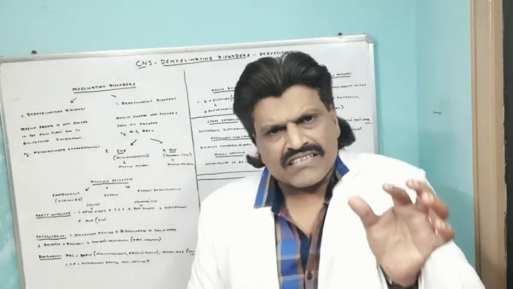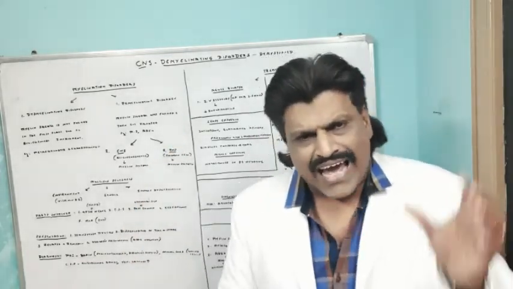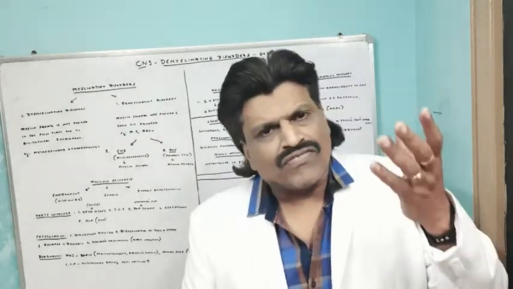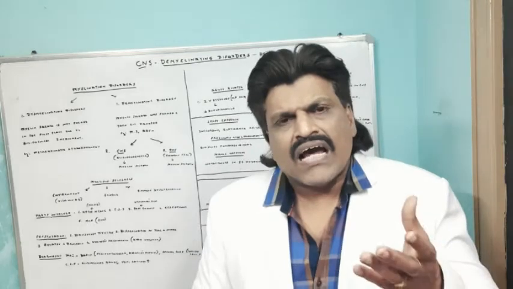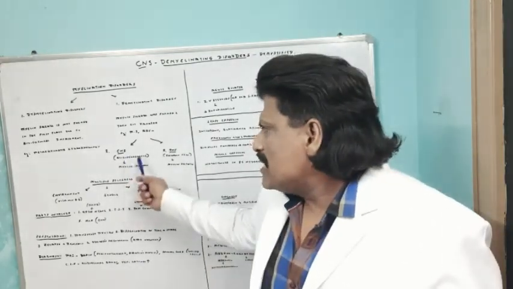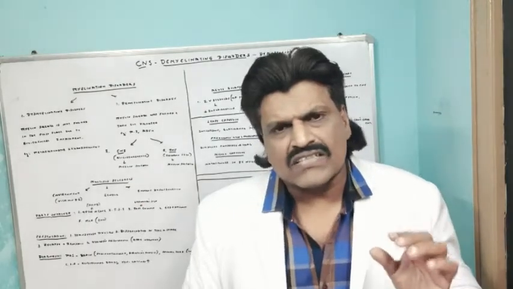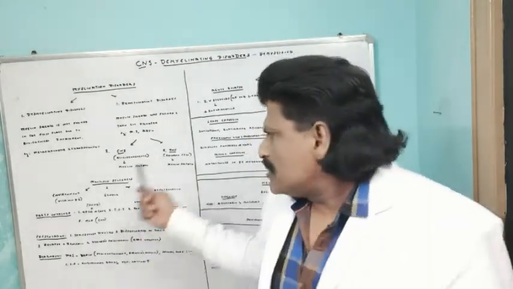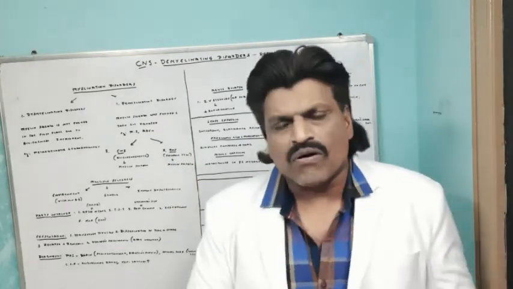Myelin sheath is actually the covering of the axons. So we have myelin sheath of the central nervous system and myelin sheath of the peripheral nervous system. The myelin sheath of the central nervous system is formed by oligodendrocytes, and the myelin sheath of the peripheral nerve is formed by the Schwann cells.